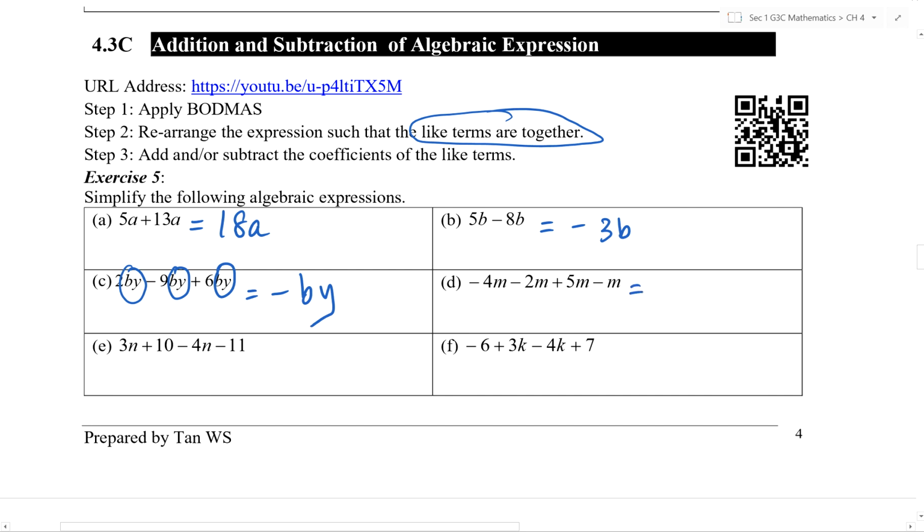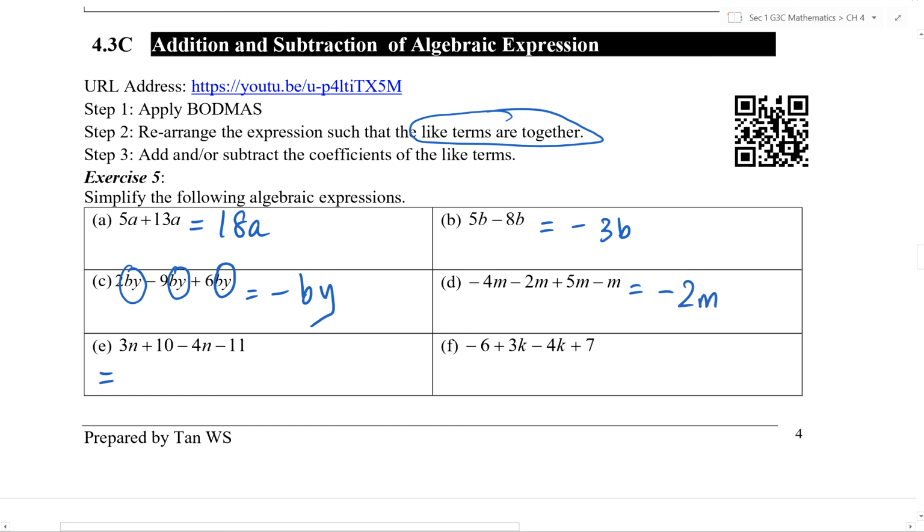Okay, next. Part D. What is the answer? 6, 7. Done? Mental sums done already? How much? Negative 2m. Very good.